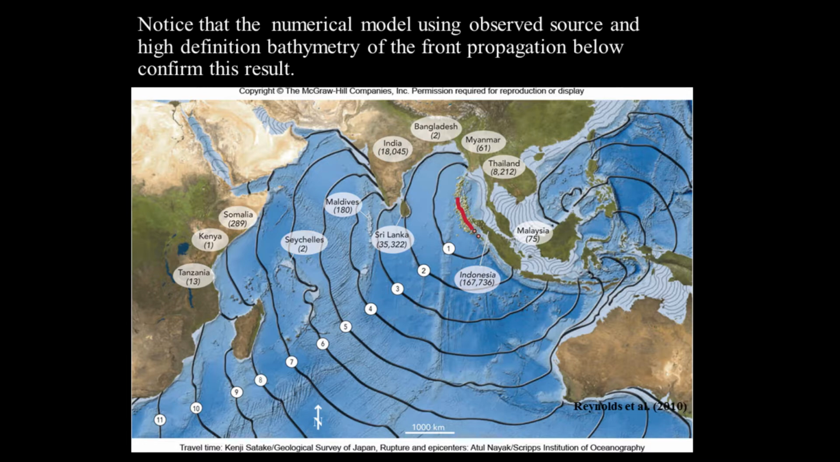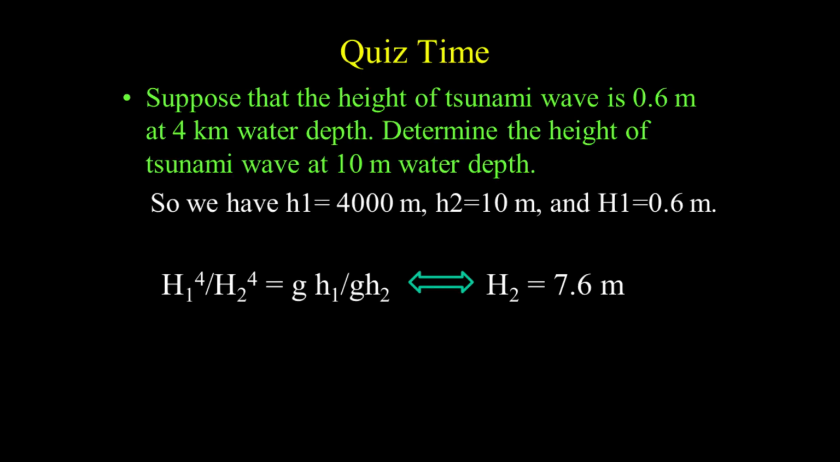Notice that the numerical model using observed source and high-definition bathymetry of the front propagation below confirms this result. In the next question, suppose that the height of the tsunami wave is 0.6 meters at 4 kilometers water depth. Determine the height of the tsunami wave at 10 meters water depth. The answer is as follows.